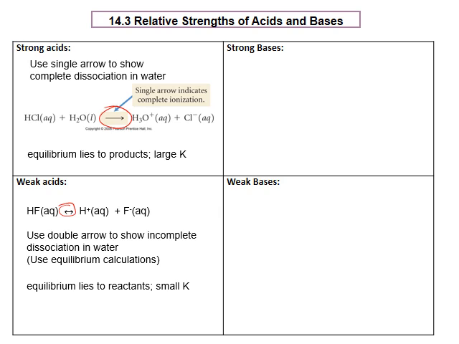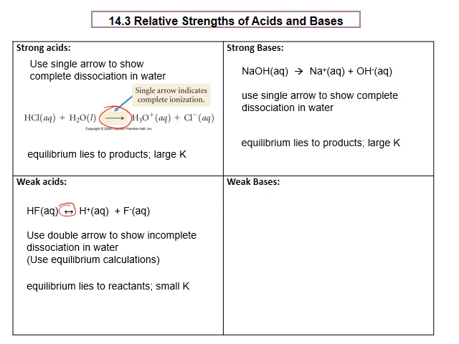Again, for weak acids, the equilibrium lies to the reactant side of the equation, it's reactant favored, because we have small K values. Sodium hydroxide is an example of a strong base. Again, we use a single arrow in this equation to indicate that the dissociation reaction goes to completion. This is a strongly product-favored reaction with an extremely large K value. All of the sodium hydroxide gets dissociated.